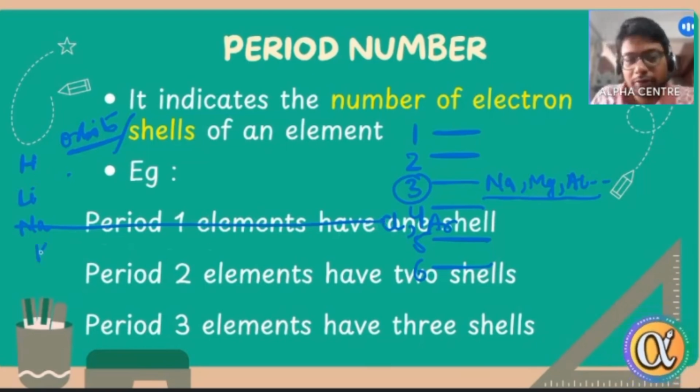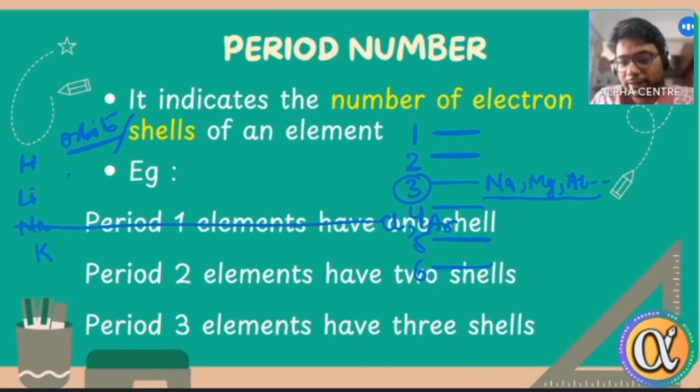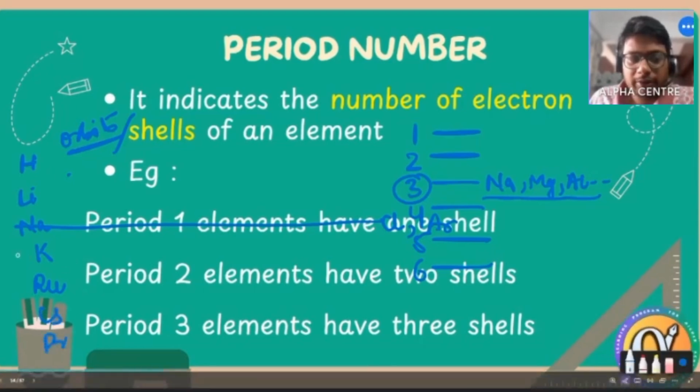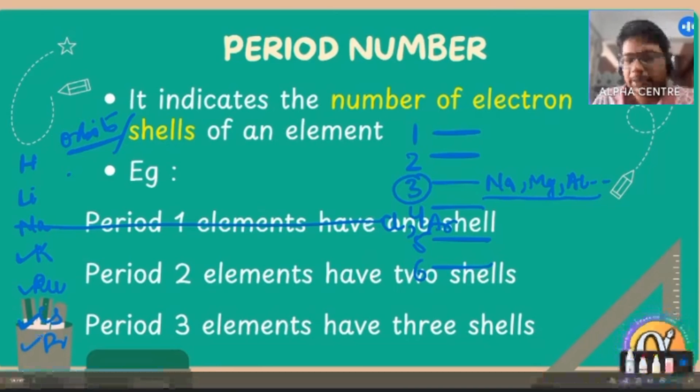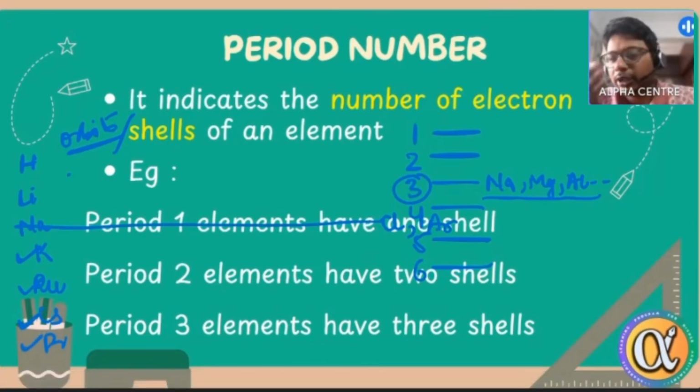Then we go down further to potassium. Potassium has 4 cells. So the entire period 4 has a maximum of 4 cells. Same for rubidium, cesium, francium. They have 5, 6, and 7 cells respectively. So if an element is in a particular horizontal period, it has a number of cells equal to the period number.